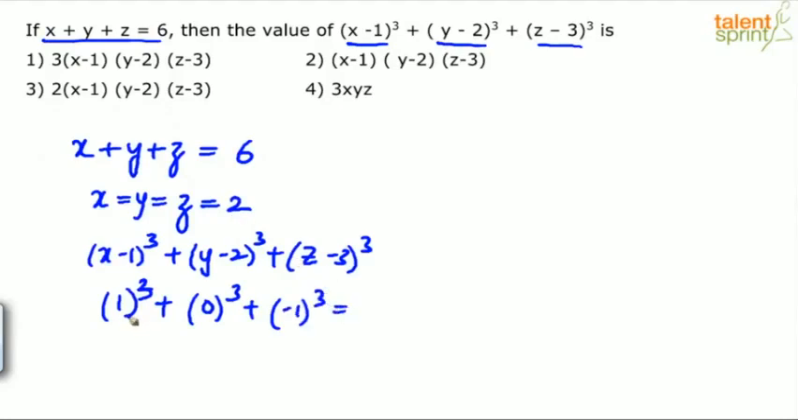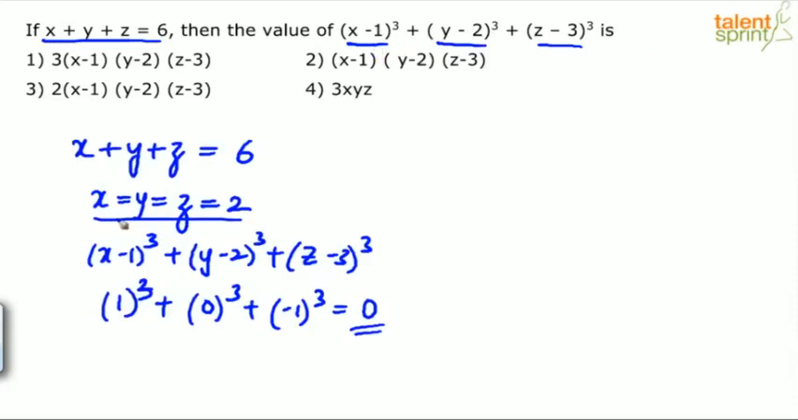Now 1 cube is 1. Minus 1 cube is minus 1. 0 cube is 0. So 1 plus 0 minus 1 will be equal to 0. So basically, by taking X equal to Y equal to Z equal to 2, the required value of this equation comes out to be 0.